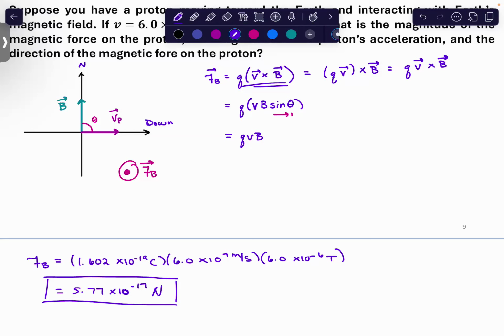Yeah. Because that's a vector coming out. That's an X.